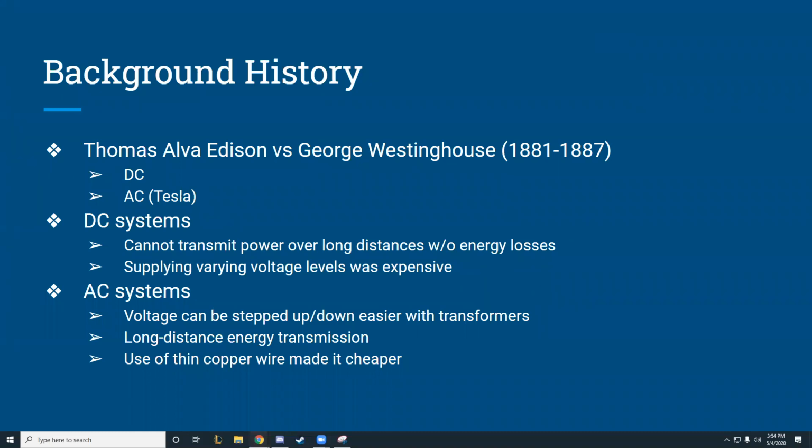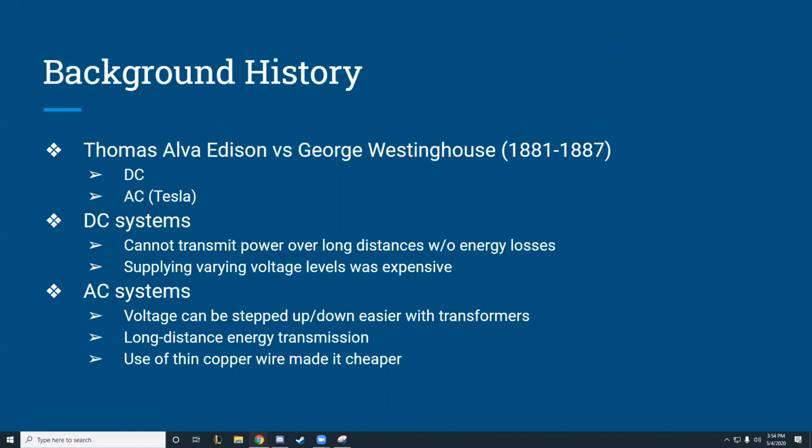To start off, we have a little bit of background history. We have the current war between Edison and Westinghouse in 1881 to 1887. This was a dispute over Edison's DC and Tesla's AC systems. At this time, DC systems were not able to transmit power over great distances without energy loss. It was also too expensive to supply varying voltages to the consumer.